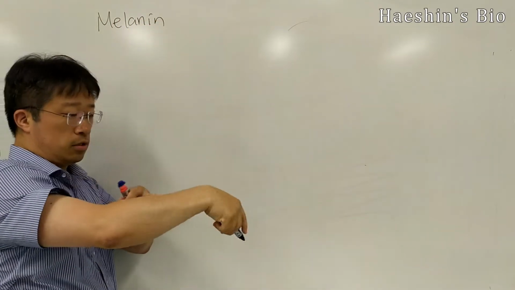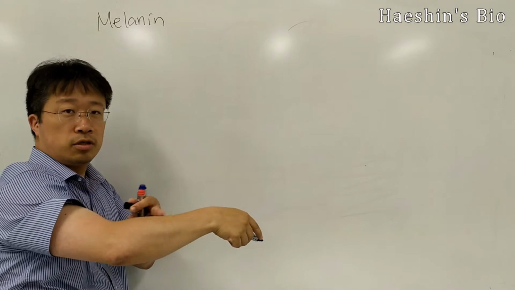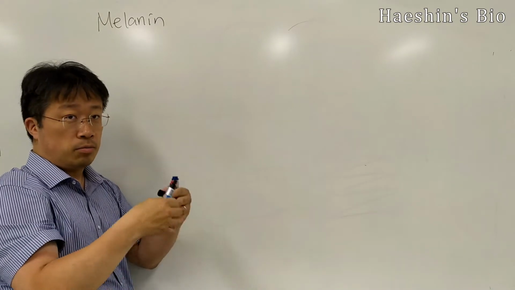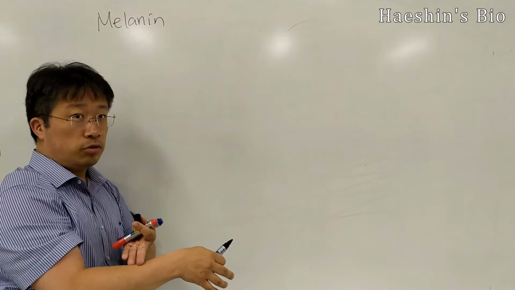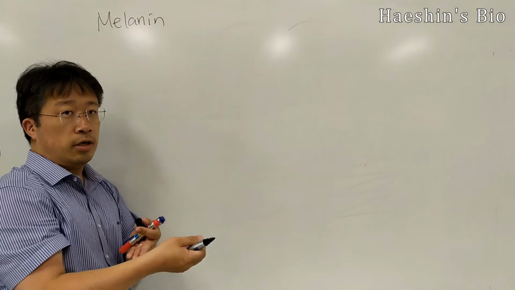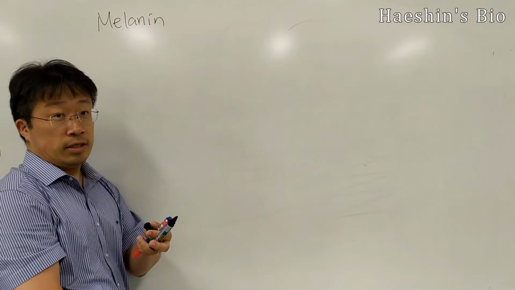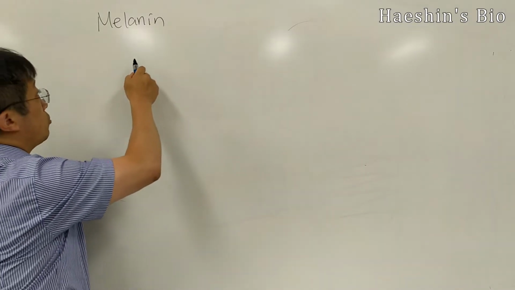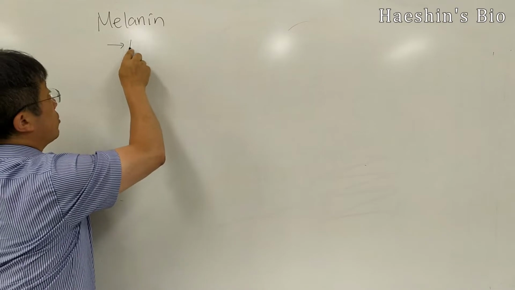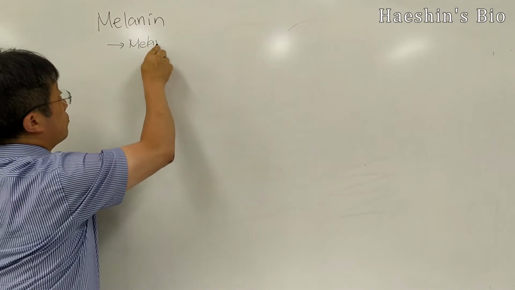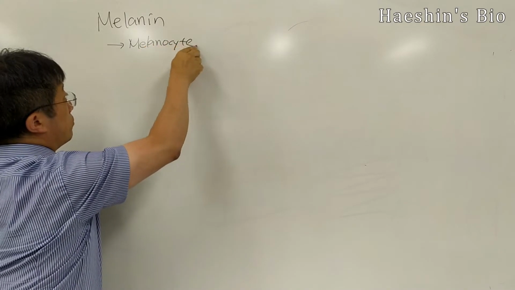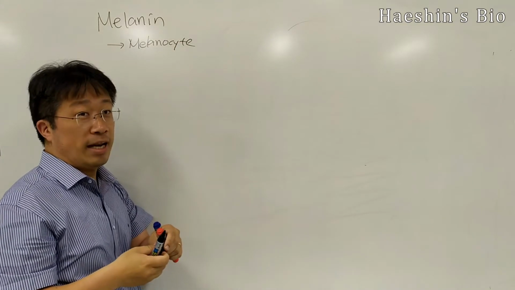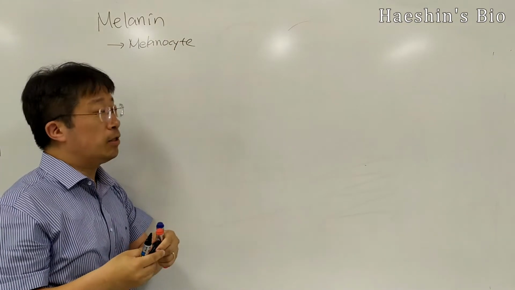So the melanin is your pigment, actually. Depending on the amount of melanin you have, it becomes more and more dark brownish in color. And with no melanin, as you know, you have white skin. So the melanin is actually generated from the melanocyte. As the name indicates, the melanin generating cell.